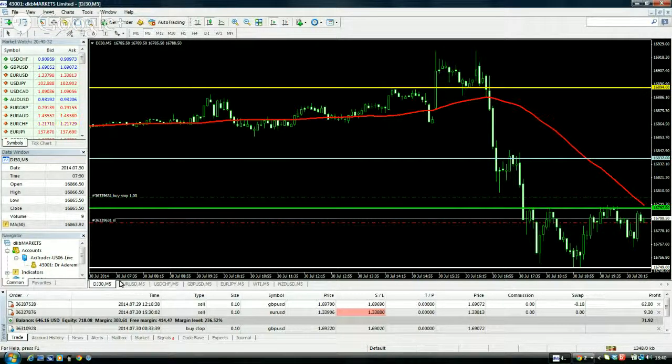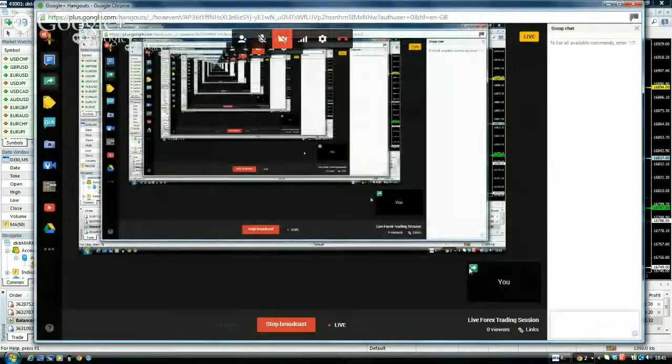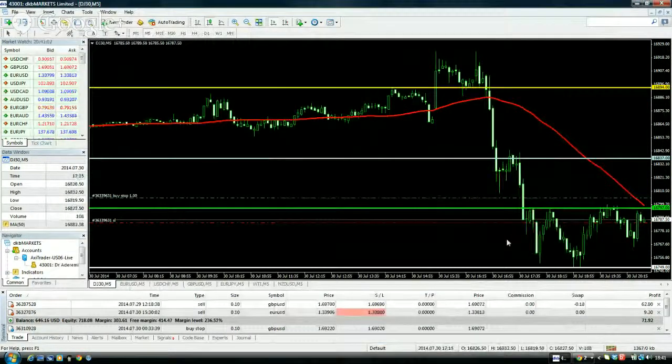I'm just going to look at the markets. We're just going to go through the markets and see what opportunities we have and get ready for the report due out shortly. I'll just go through all the markets one by one. This is the Dow Jones.